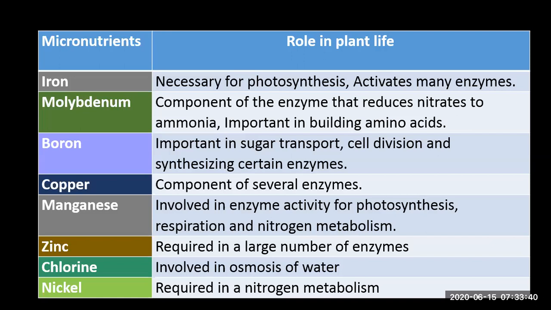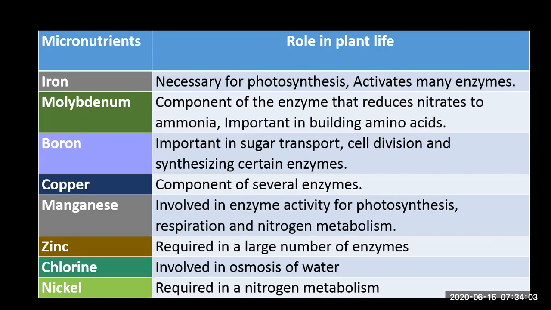Photosynthesis, respiration, and nitrogen is also a very important thing required by plants, because nitrogen makes 70% of the environment, and it is required in many things by plants. And manganese is involved in maintaining the balance of all these things.